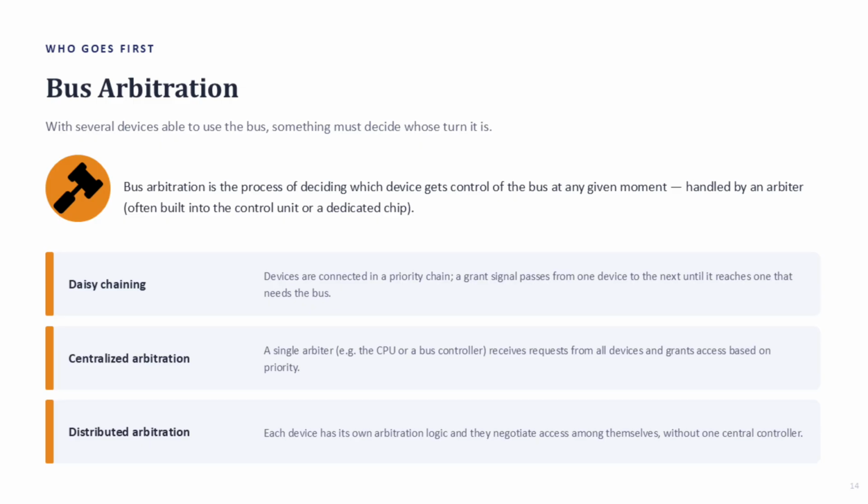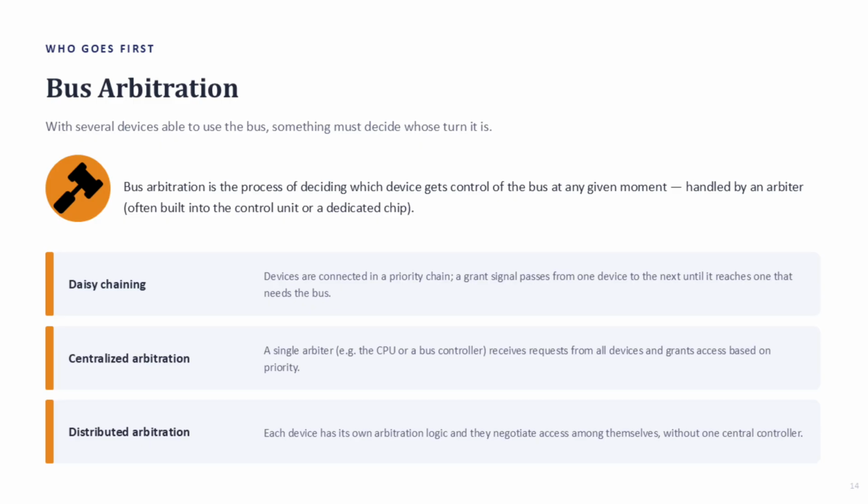Centralized arbitration. Now imagine the classroom has a teacher standing at the door. Instead of students deciding among themselves, every student asks the teacher for permission. The teacher chooses who enters next. Similarly, in centralized arbitration, every device sends its request to a single arbiter. The arbiter receives all requests and grants access according to the system's priority rules. This approach keeps control organized because one component makes every decision.